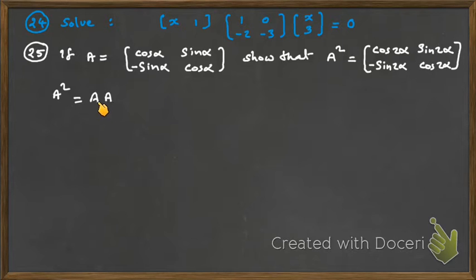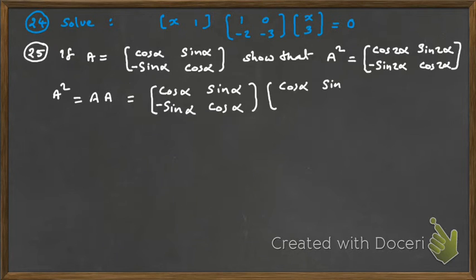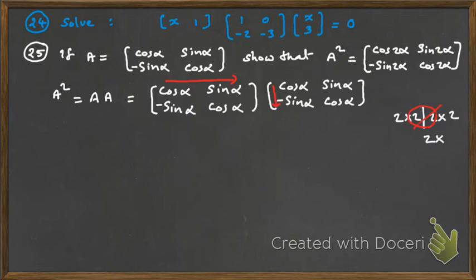A square means A into A in matrices. It's not squaring of individual terms. A square means multiply A 2 times. So I will write the matrix 2 times, and it's going to be a 2 by 2 matrix, 2 rows and 2 columns. 2 by 2 matrix into another 2 by 2 matrix. Middle numbers are same. The remaining numbers are again 2 by 2. So the answer is also going to be a 2 by 2 matrix.